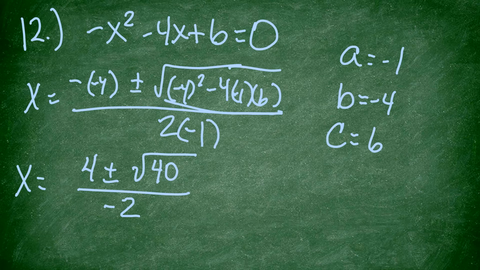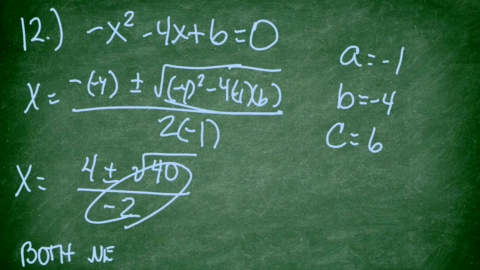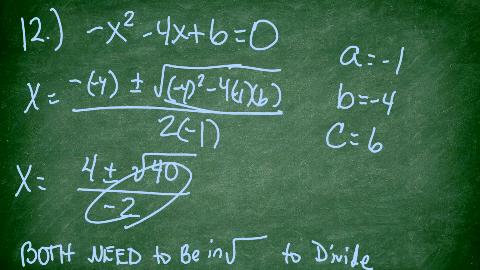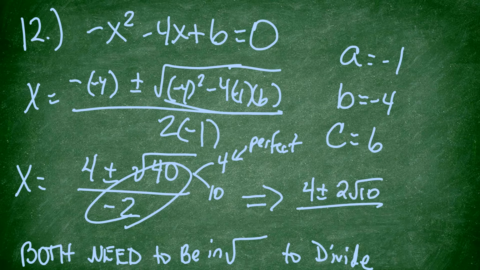One of the most common mistakes I see is somebody tries to divide 40 and negative 2. You're not allowed to do that. Both need to be in a radical to divide. So before I do anything, I have to break down 40 into perfect numbers. So I'm going to say 4 and 10, because 4 is perfect. So 4 comes out as 2, so my answer turns into 4 plus or minus 2 radical 10, all over negative 2.